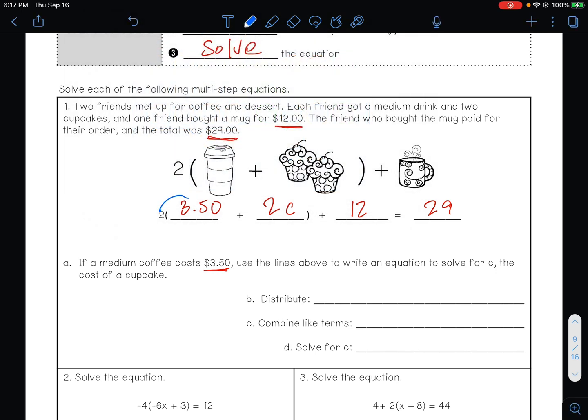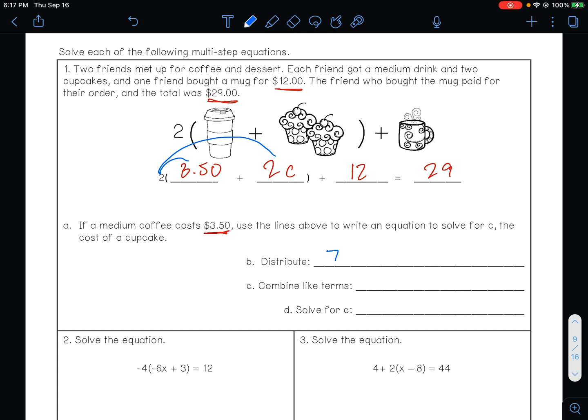If I distribute it, we're going to double rainbow it. 2 times the 3.50 gets us $7. Then 2 times 2C equals 4C. And remember, it's the plus 4C. So 2 times positive 2 is positive 4. It's plus 4C. And then are we going to distribute it over here? No, we are not, because the parentheses starts and ends right there. We're just going to continue writing that down. So plus 12, and then equals, and finally the 29.